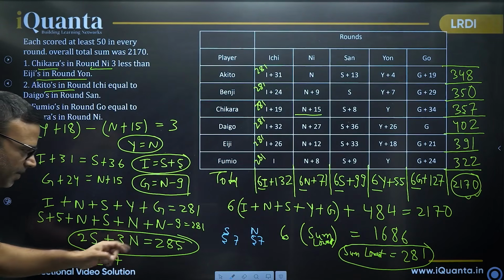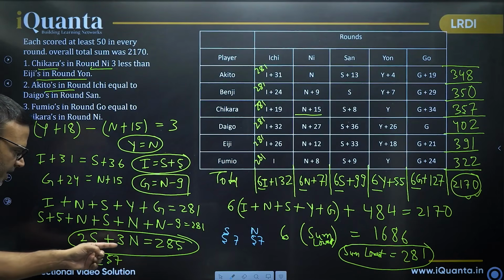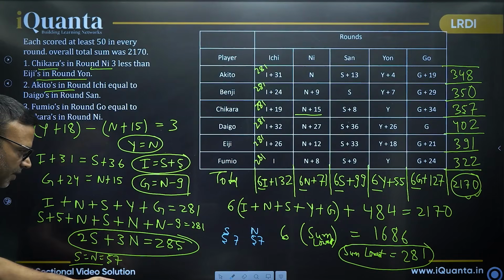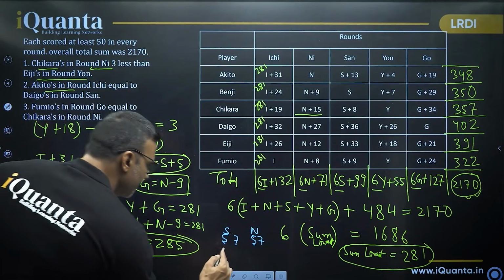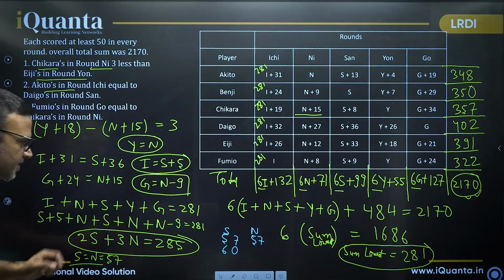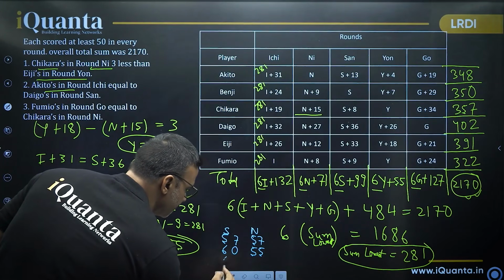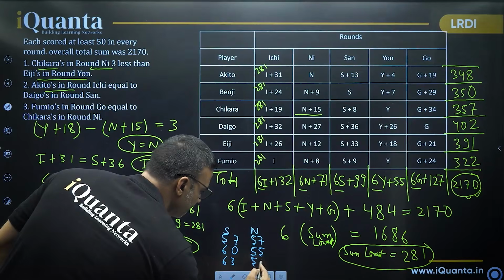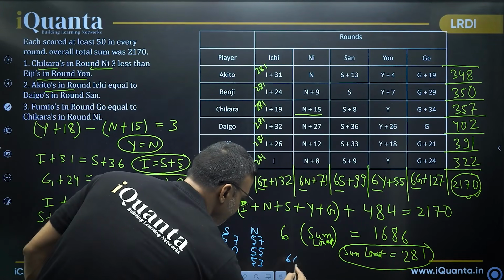We apply that AP rule. How do I get the next solution? s increases by 3, n decreases by 2. So values of s will be in AP, values of n will also be in AP. So the next value of s will be 57 plus 3, 60. Next value of n will be 57 minus 2, that is 55. Next will be 63 and 53. Next will be, I'll write here, 66, 51.